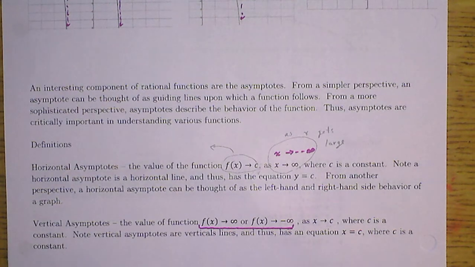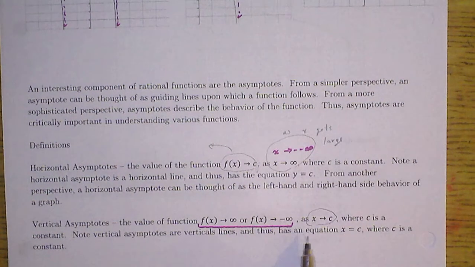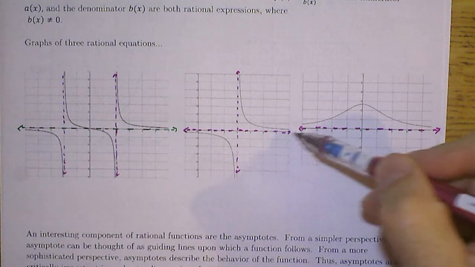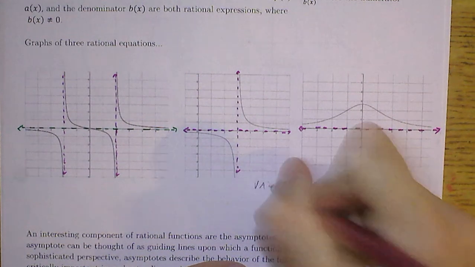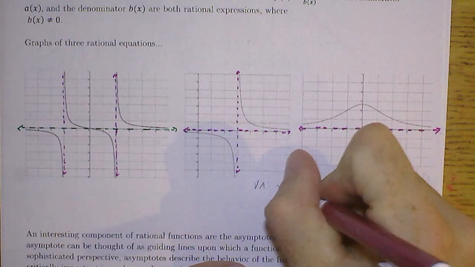Allow me to revisit some of the graphs and the definitions. What we're saying here is, as x gets closer to some constant, the y values either get really large positive or really large negative. That's all we're saying. So we're taking a look at vertical asymptotes. From the graph here, my vertical asymptote that I have drawn is x is equal to 3.